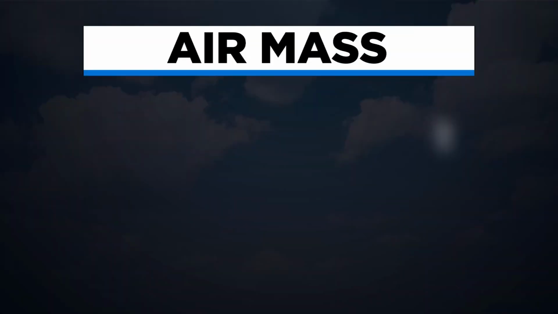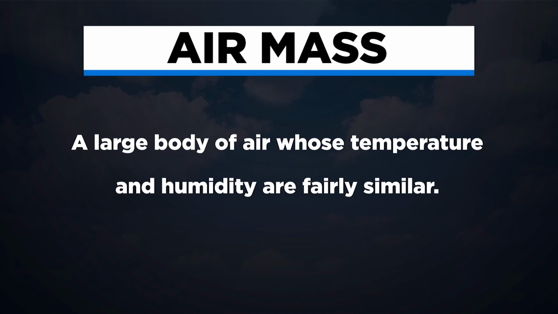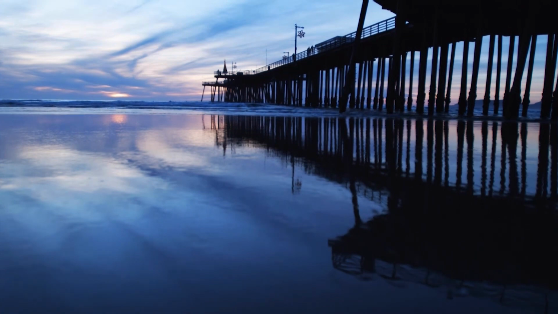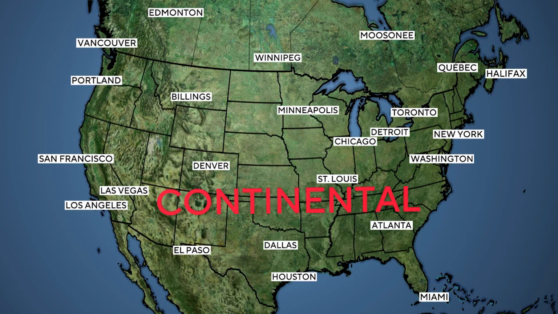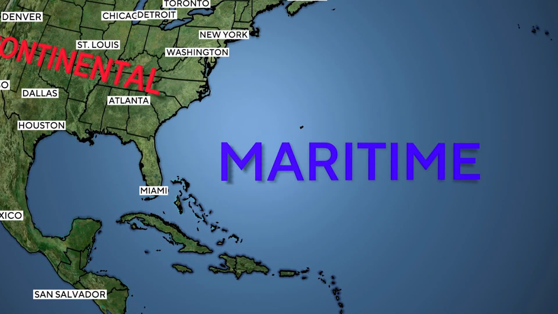What is an air mass? An air mass is a large body of air whose temperature and humidity are fairly similar based on origin. There are really two categories based on moisture level pertaining to air masses. First, there's continental, which is an air mass originating over the continents associated with dry air. The second is maritime. This air mass originates over oceans and is associated with moist air.